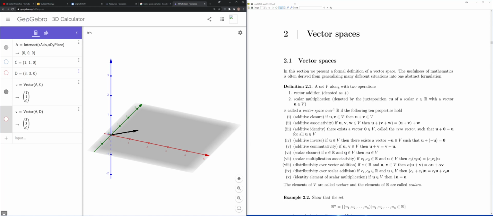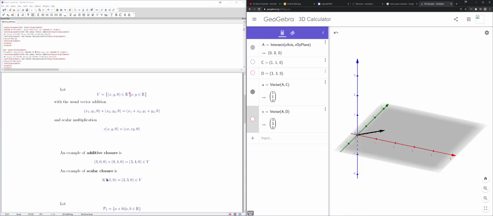The scalar closure is saying that if I have a vector in the vector space and I multiply it by a scalar, then the result also remains in the vector space. For example, I have this vector (1, 1, 0) here. This is in the xy plane, and I'm going to multiply it by this scalar 3. So what do I end up getting?